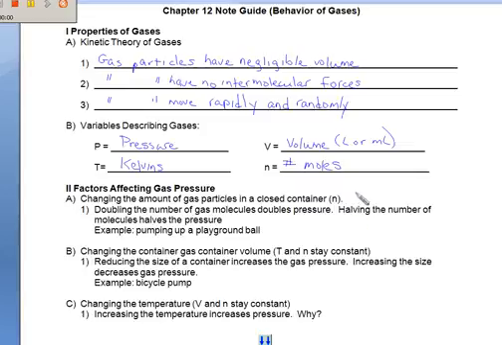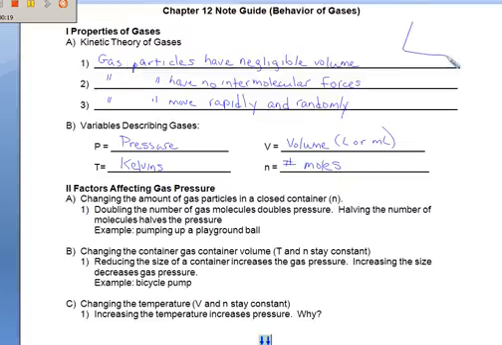This is a general discussion about the properties of gases, so let's take a look at some of the properties of gases to start with. We're going to do a review of the kinetic theory of gases. First, we're going to assume that gas particles have negligible volume compared to the container size.